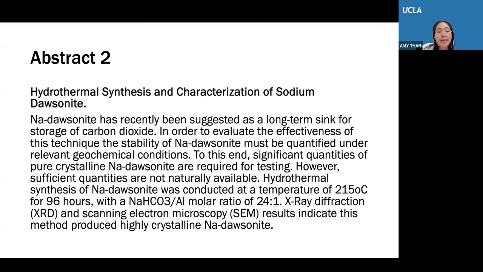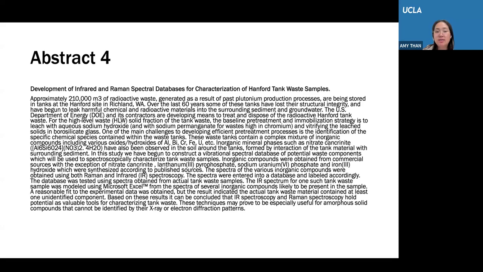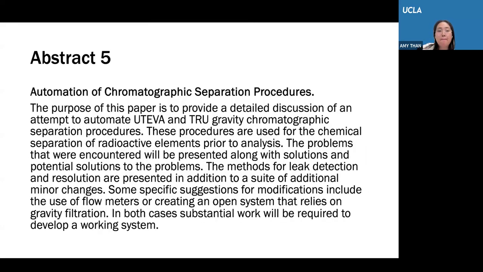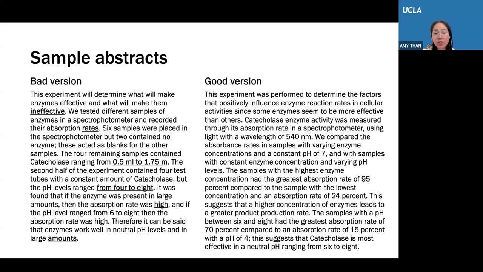Here's another example, and I think that there's plenty more on the internet, but they definitely vary. You're welcome to screenshot and read these afterwards. So a bad version versus a good version, I think the main differences are defining terms that might need a little bit more context and also including adequate interpretation of the data.